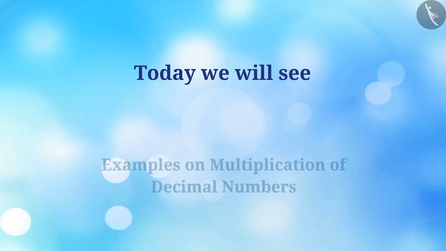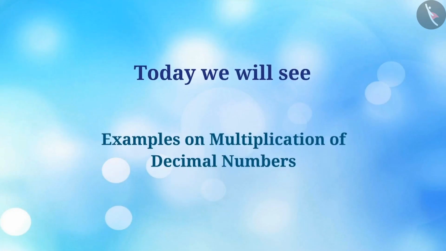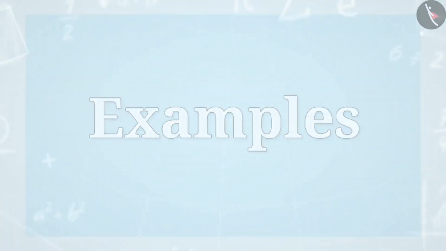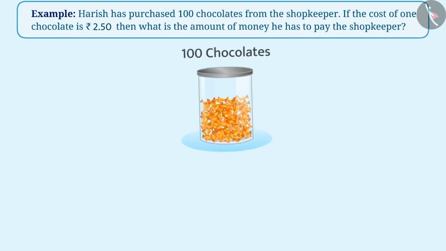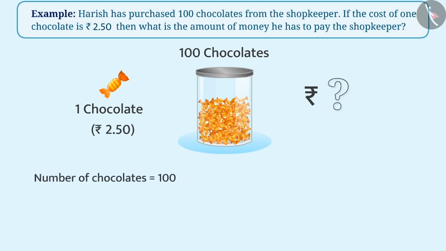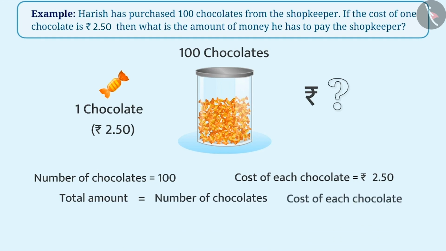Today we will see examples of multiplication of decimal numbers. Harish has purchased 100 chocolates from the shopkeeper. If the cost of one chocolate is rupees 2.50, then find the amount of money he has to pay the shopkeeper. Since Harish has purchased 100 chocolates and the cost of each chocolate is rupees 2.50, in order to find the total amount of money, we have to multiply the number of chocolates with the cost of each chocolate.